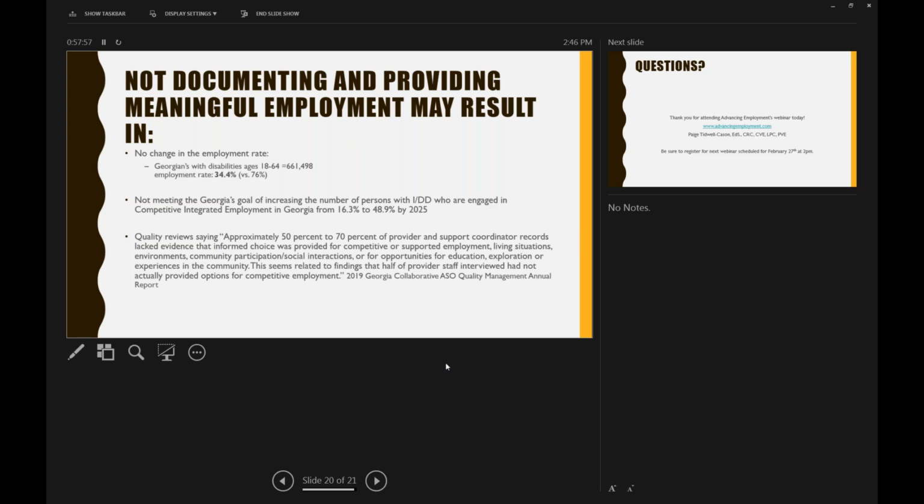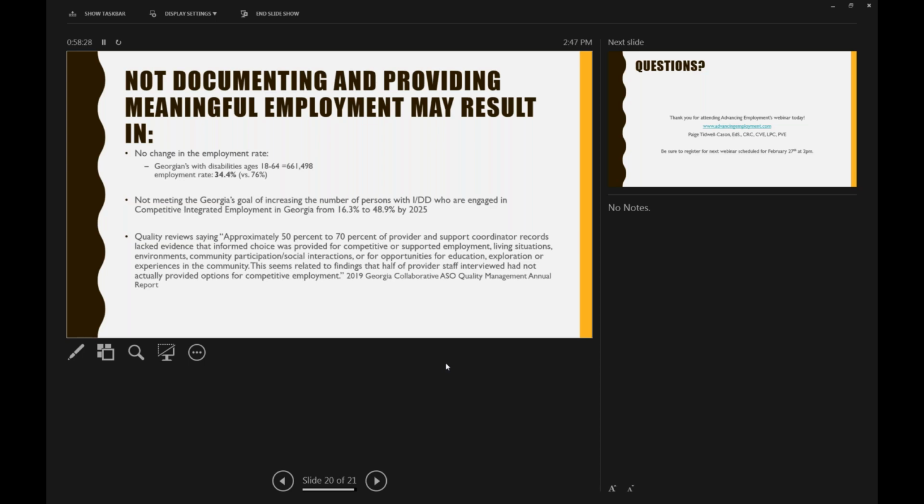One is that we will likely see no change in the employment rate among individuals with disabilities. Currently in Georgia, the employment rate, using 2017 numbers, was 34.4% compared to 76% for people who do not have disabilities. This is not a new statistic, but it is a chronic and consistent statistic.